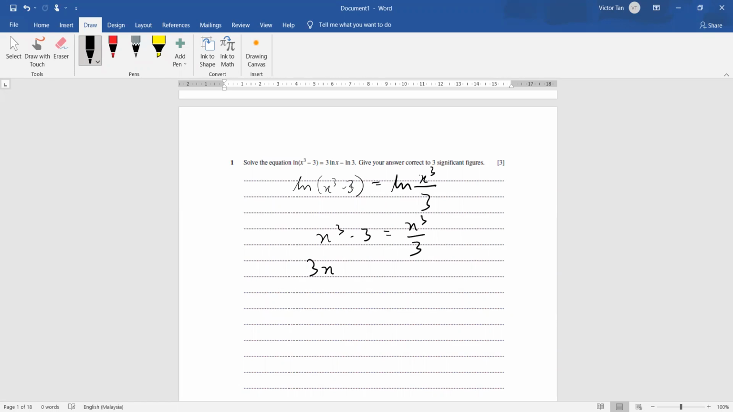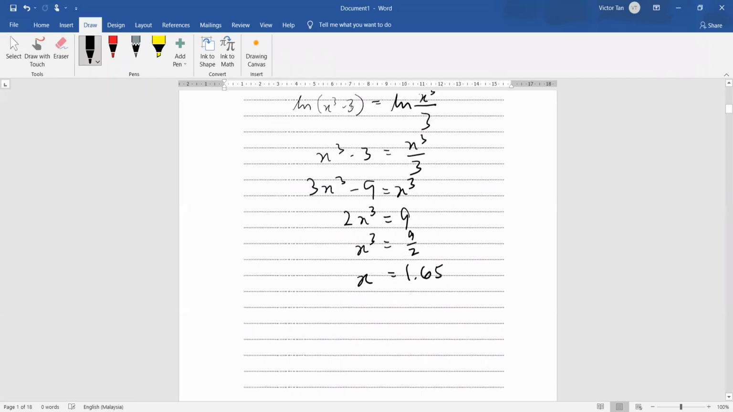Multiplying by 3, you get 3x cubed minus 9 equals x cubed. 2x cubed equals 9. x cubed equals 9 over 2. And x, we're only giving real numbers, so it's the cube root of 4.5. The answer is 1.65 with 3 significant figures.